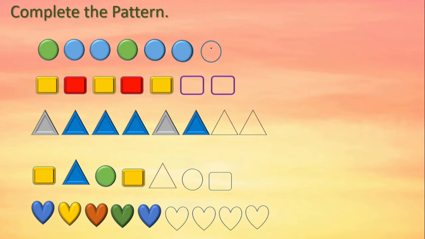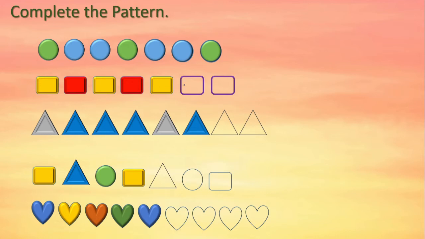Then comes green, right? One green, two blue. One green, two blue. One green, again next, two blue. Got this? Like that only, we will move to second line. Yellow rectangle, red rectangle. Yellow rectangle, red rectangle.